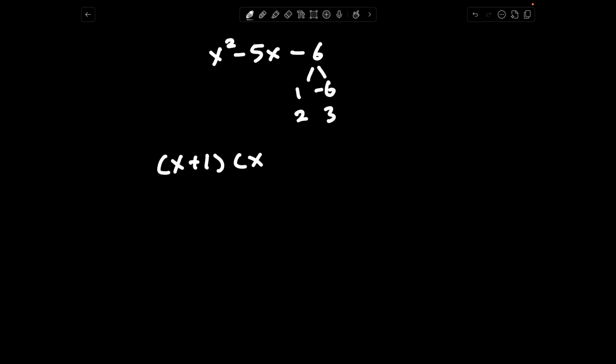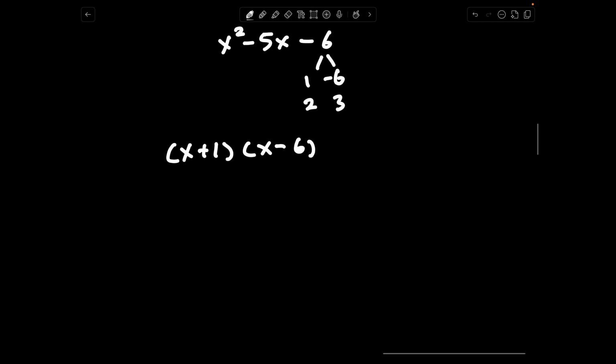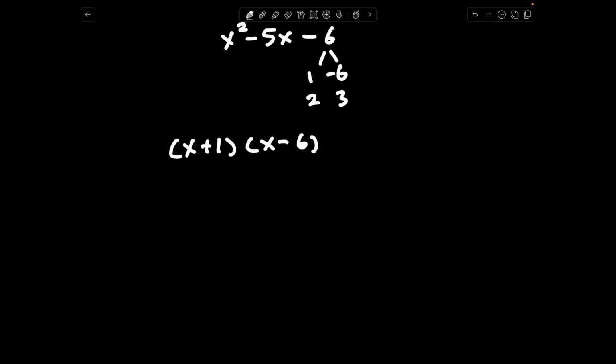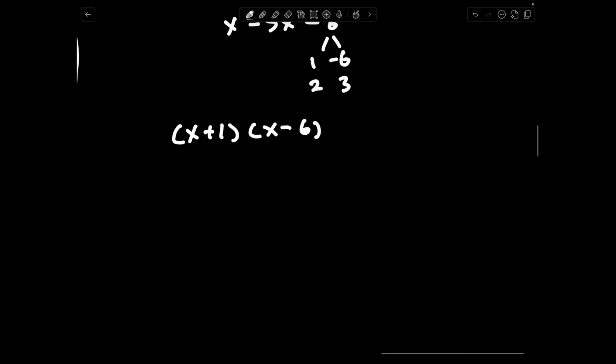Next one is x plus or minus the second term. This term is going to be minus 6. And that's it. Simple as that. And I'll go ahead and multiply this for you.